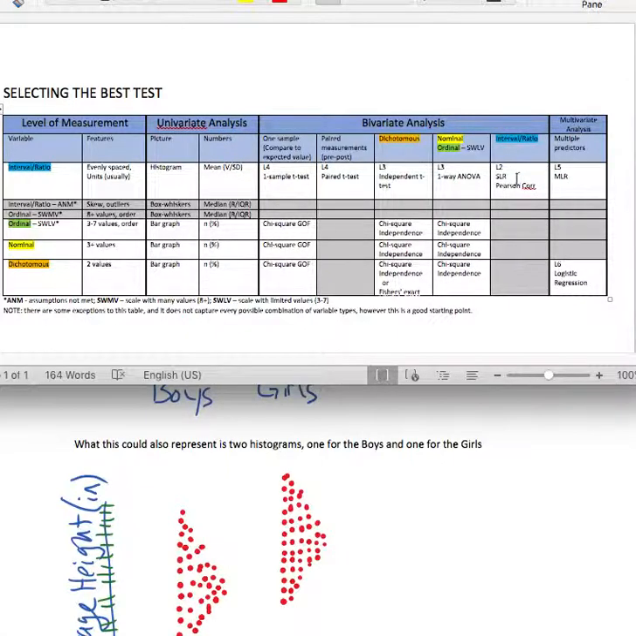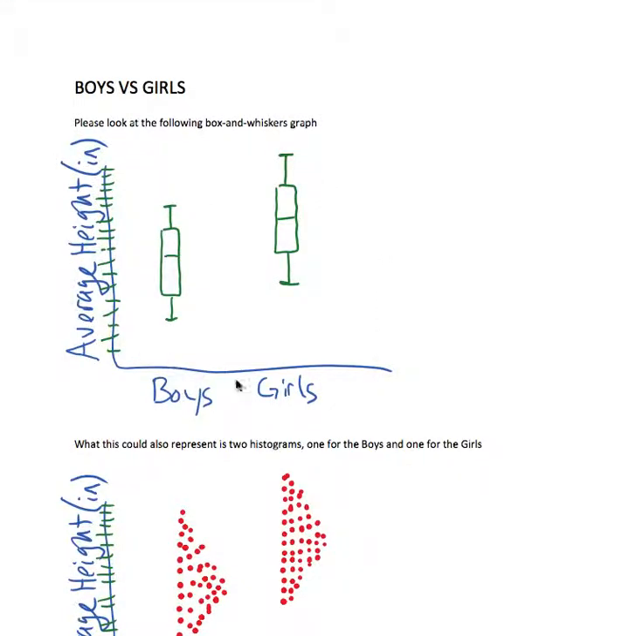And again, remember, everything that we're doing here on the top row has an interval ratio variable. And so in this particular situation that I've mapped here, I'm asking you to look at this box and whiskers graph. We have boys versus girls, and I'm going to say this is probably representative of the 6th grade. Girls tend to hit a growth spurt. They end up being taller than the boys. The boys are somewhat embarrassed about that, and they will catch up and pass the girls later.